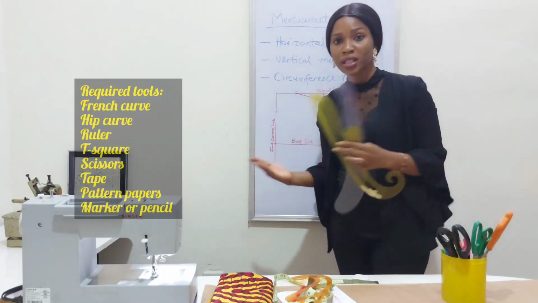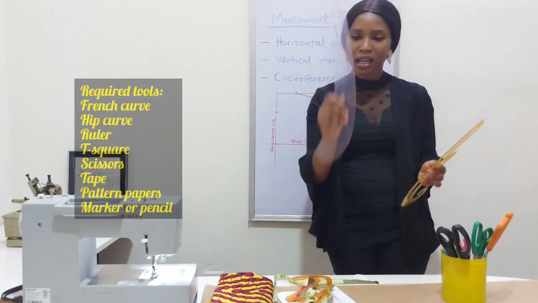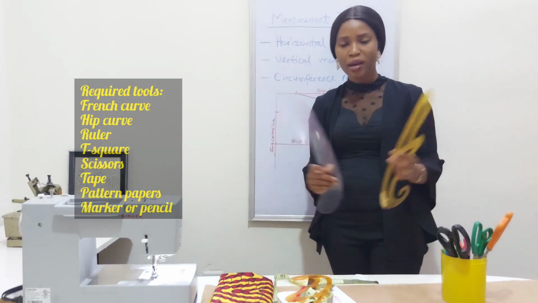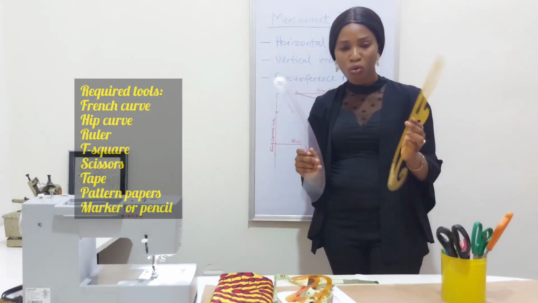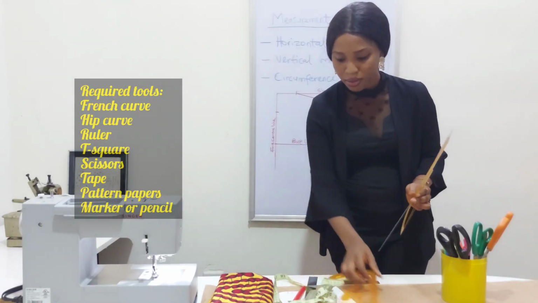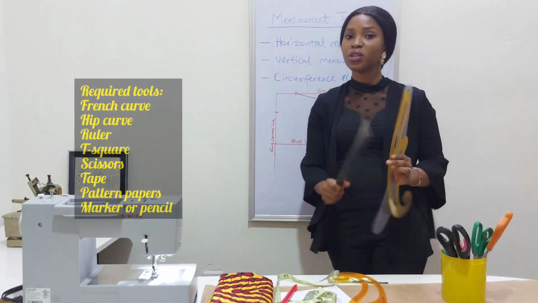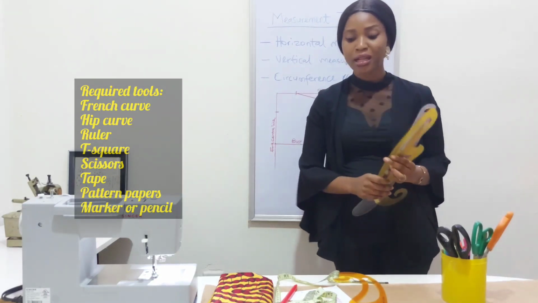Women have more curves than men. So you'll be needing a hip curve to make your hip area smooth when you're doing the pattern. You'll be needing a ruler, and I said T-square. I don't have a T-square now, but you will need one when you start pattern drafting.